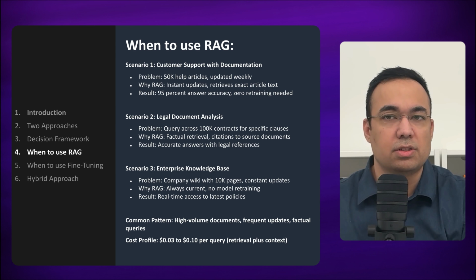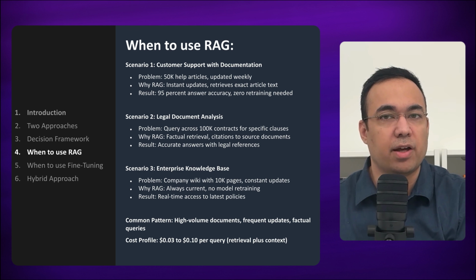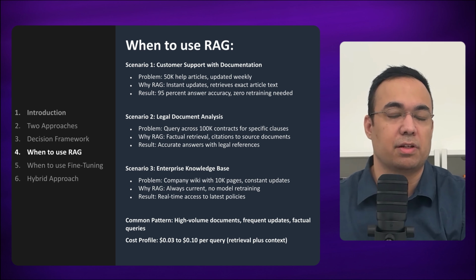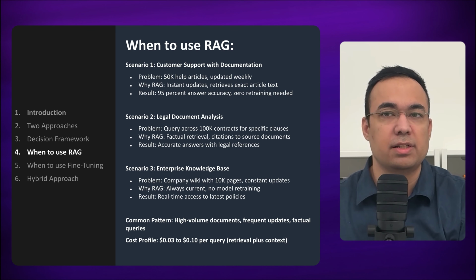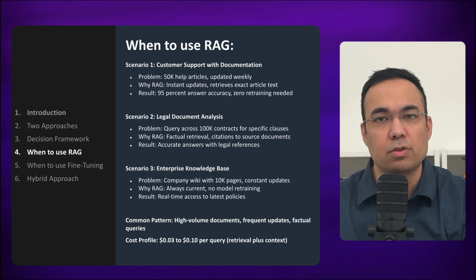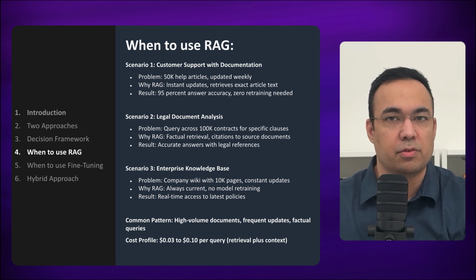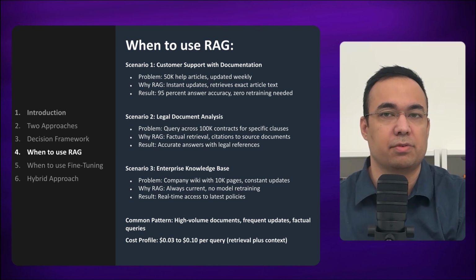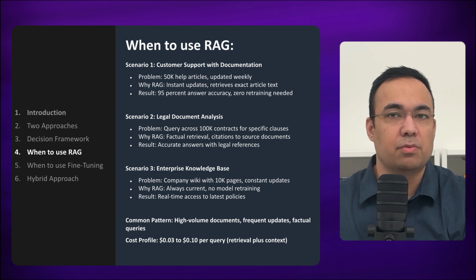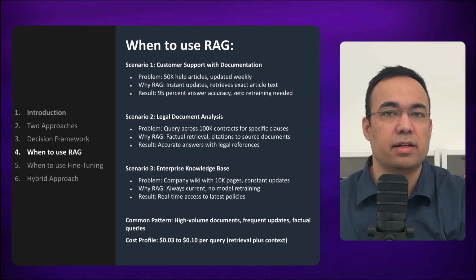The common thread across these 3 scenarios is high-volume documents, frequent updates, and factual queries where you need to retrieve specific information. The cost profile for RAG in these cases typically ranges from around 3 cents to 10 cents per query, which includes both retrieval operations and the language model inference with the expanded context window. This ongoing cost is acceptable when updates are pretty frequent and retraining would be impractical.